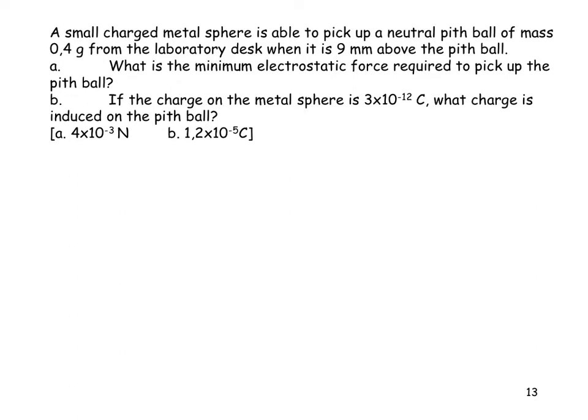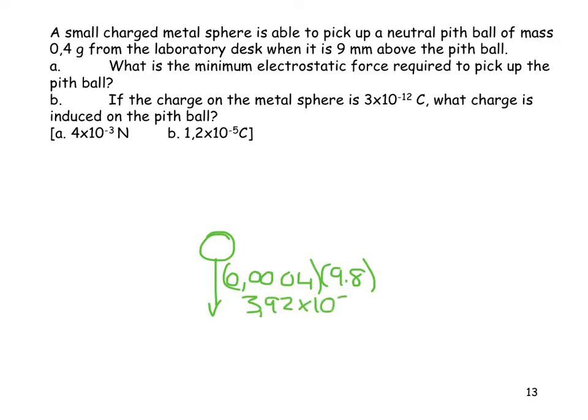A charged metal sphere is able to pick up a neutral pith ball of 0,4 grams from the laboratory desk. Now, this thing has got a mass of 0,4 grams, which means it has a weight of 0,0004 kilograms times 9,8. And that turns out to be equal to 3,92 times 10 to the negative 3 newtons.